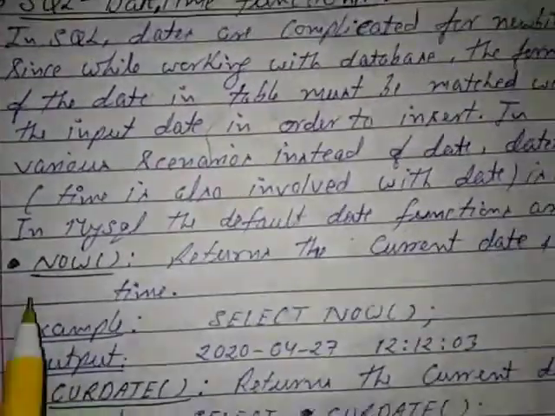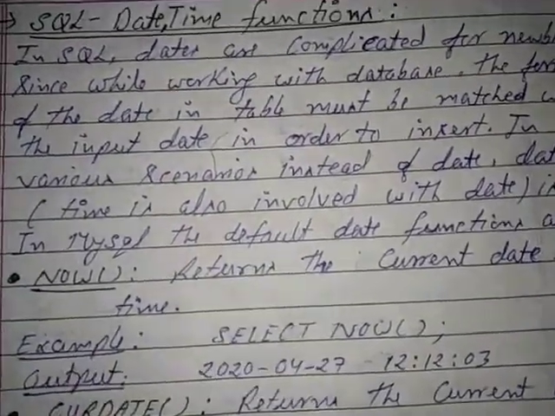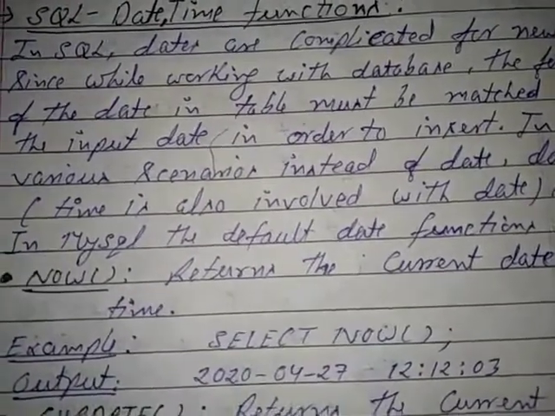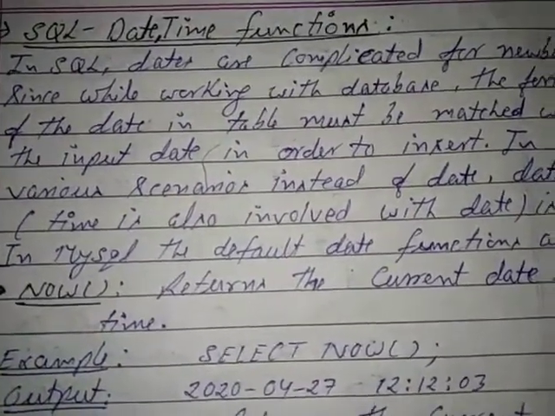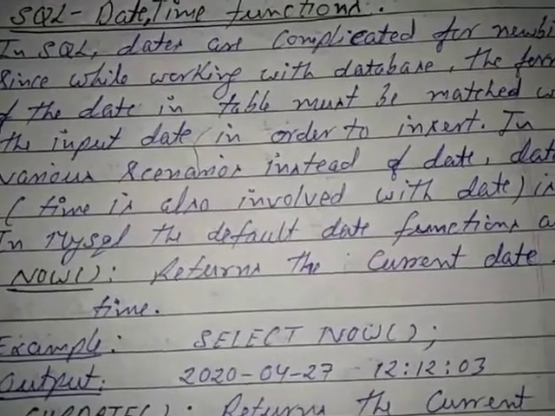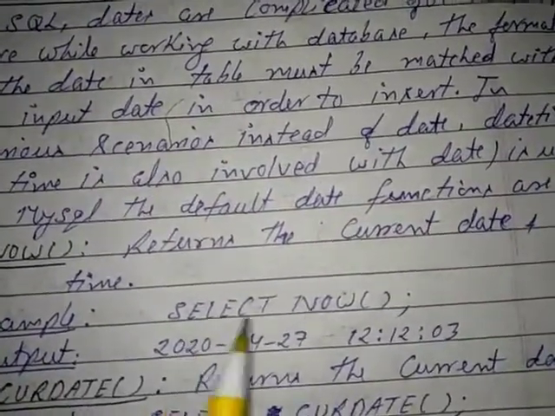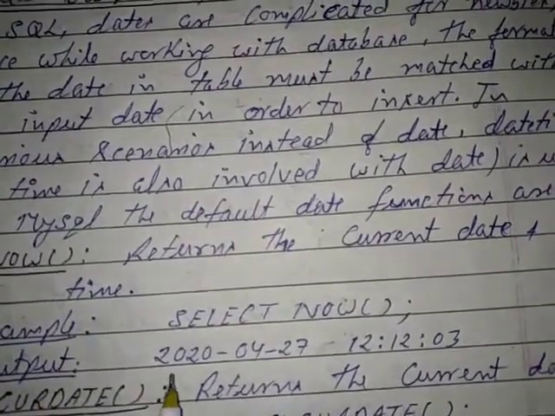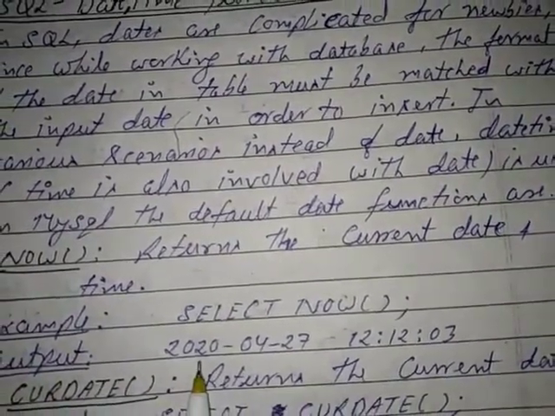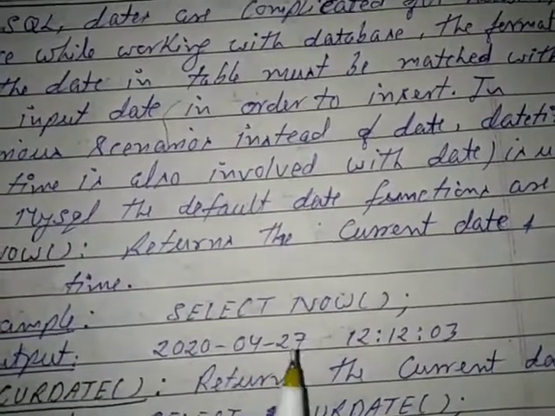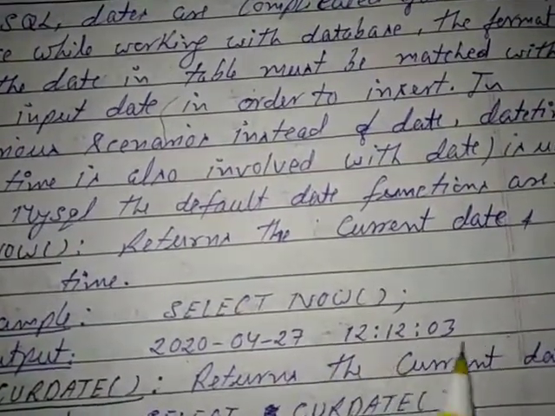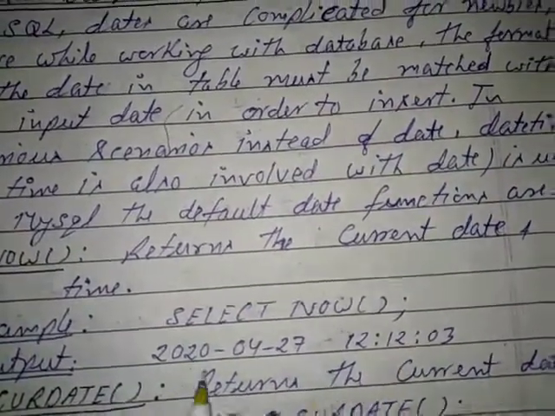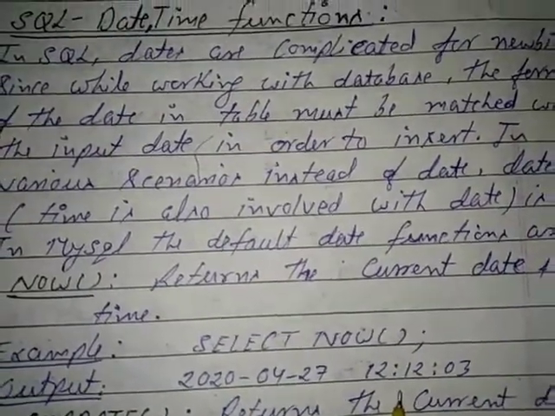Now, the first function is NOW, which returns the current date and time. The NOW function returns the current date and time. Example: select now(); the output is the year, month and date, and this is the time. So this is the current date and time.